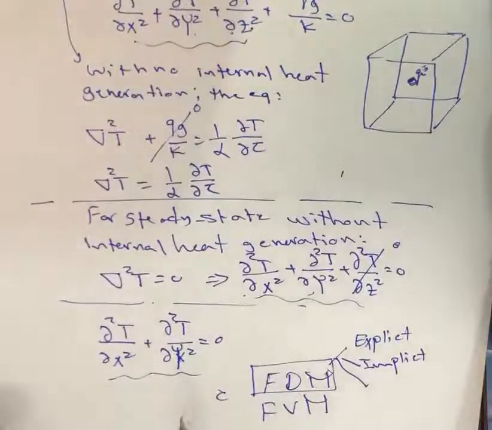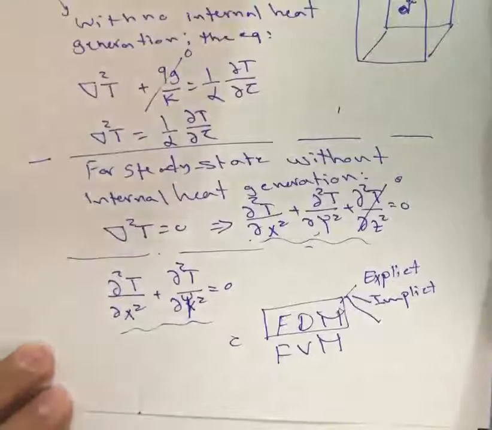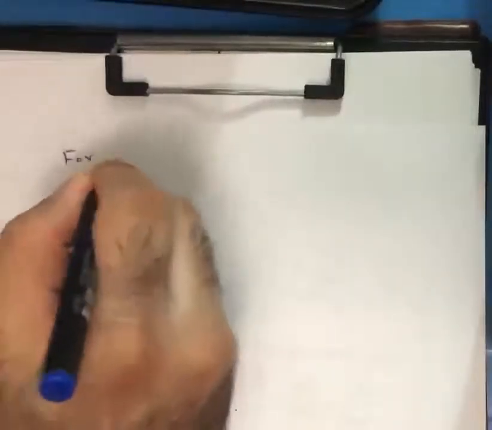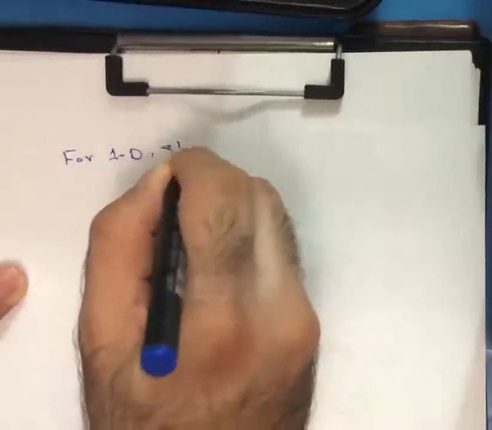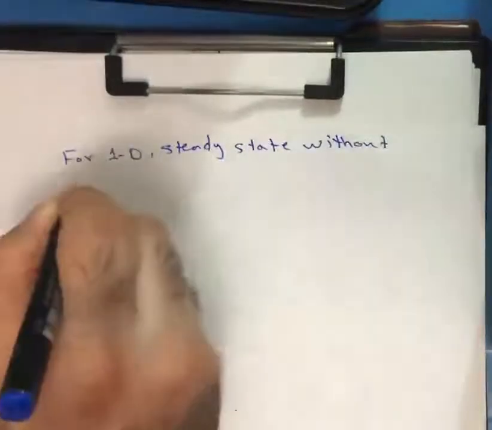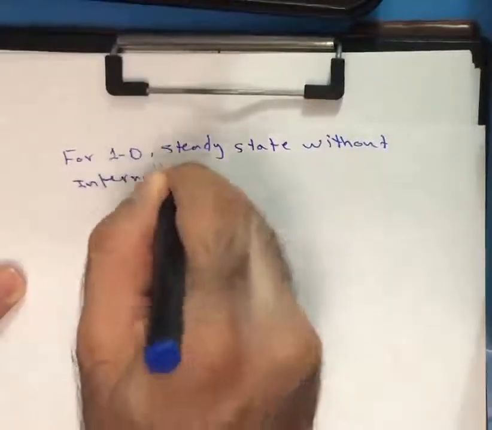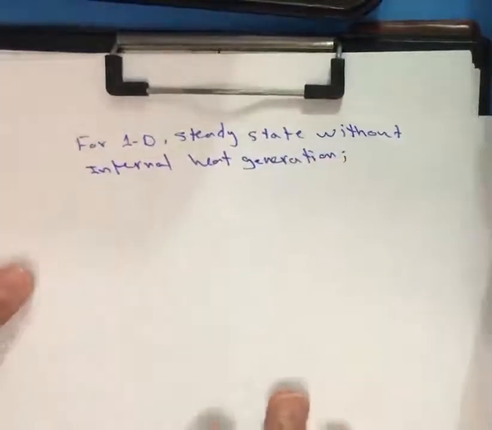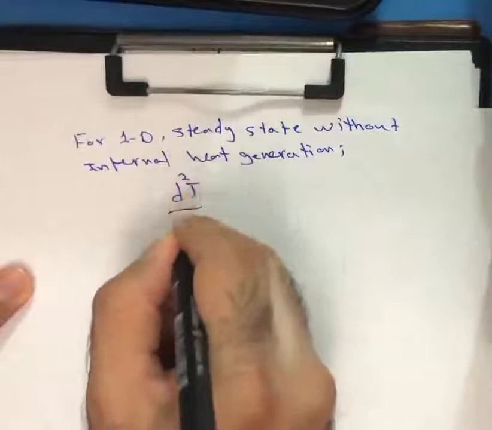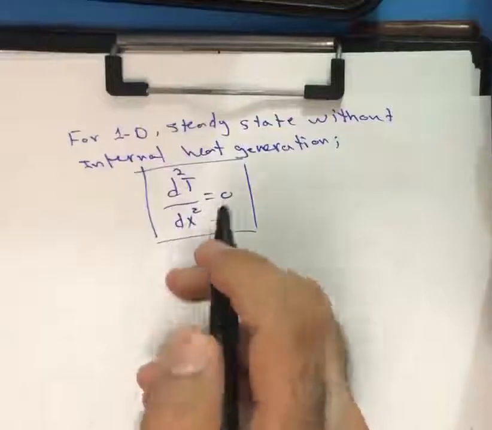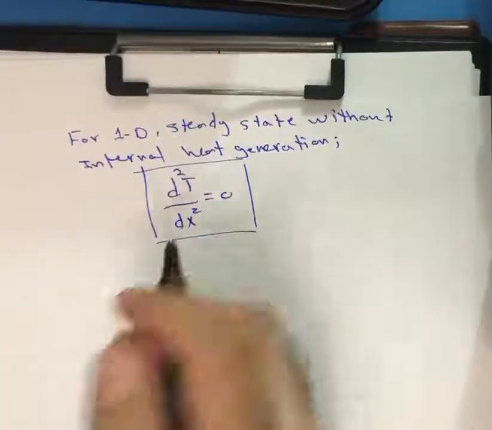As I illustrated, this is called the Laplace equation, which is very important in heat transfer. For one-dimensional, steady state, without internal heat generation, the general heat conduction equation will reduce to d square T by dx square equal to 0. This is called the heat equation in one dimension, only for a steady state.